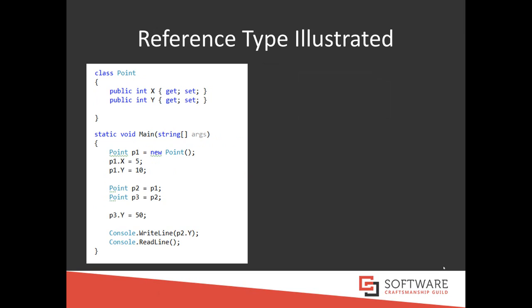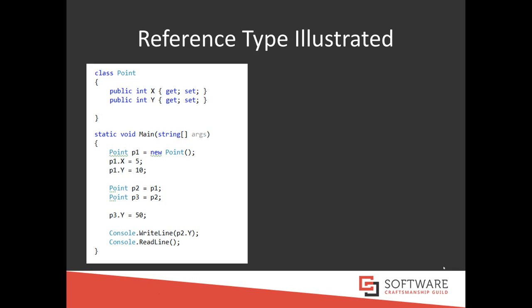Reference types are usually classes and arrays. Here, I've created a class called point, which has an x-coordinate and a y-coordinate. In main, I'm going to declare a new point, and I'm going to call it P1. And I'm going to set the x-coordinate to 5 and the y-coordinate to 10.